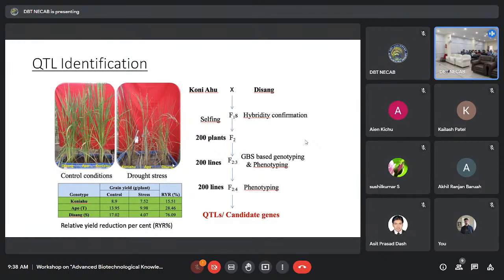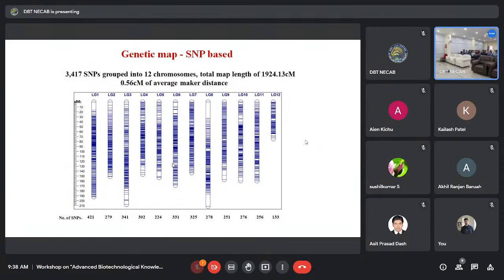And then these populations were also phenotyped. Phenotypic traits were studied. By combining the genotype and the phenotype, we could identify various QTLs. These are the markers we could identify on each chromosome. These are all chromosomes, chromosome 1 to 12. Rice has 12 chromosomes, 2n equals 24. And each line is an SNP marker that we identified.